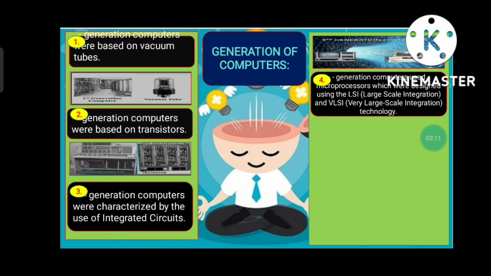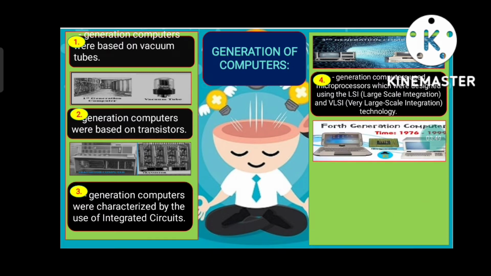Let's proceed to the fourth generation. The fourth generation computers use microprocessors which were designed using large scale integration and very large scale integration technology. The computers became small, portable, reliable, and cheap. The computation time is picoseconds. They became available both to the home user and for commercial use. And here's the fourth generation computers from the year 1976 up to 1999.